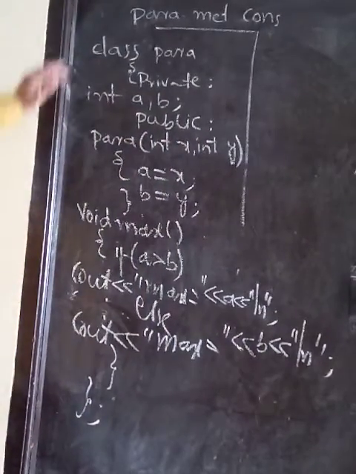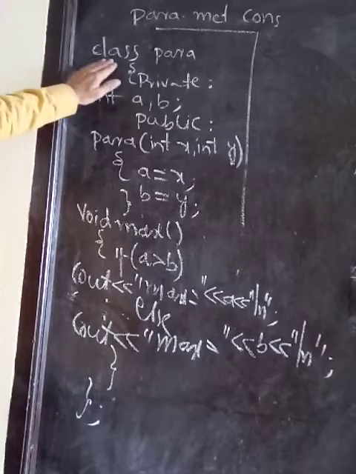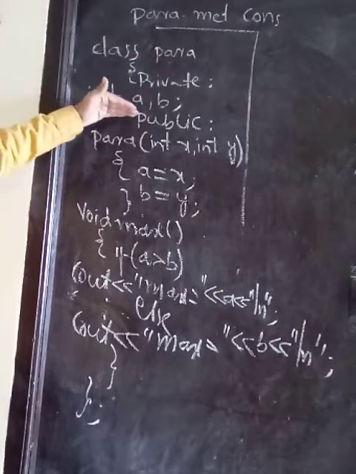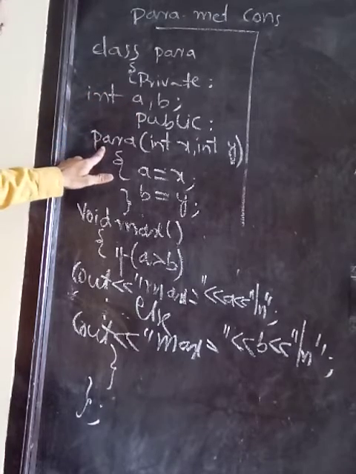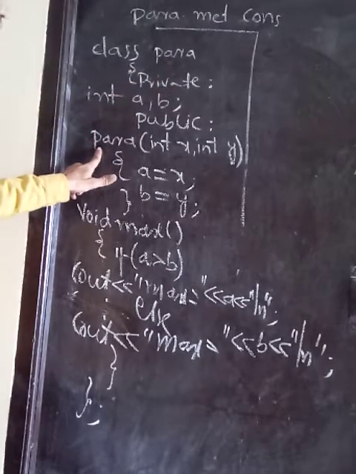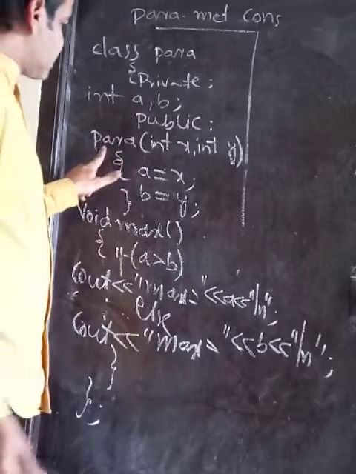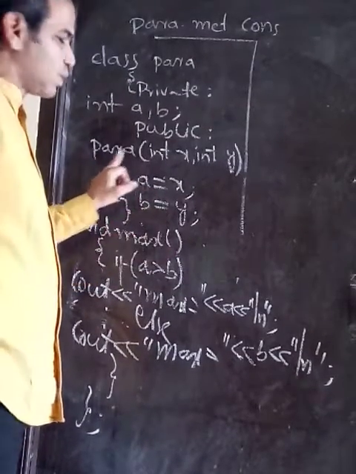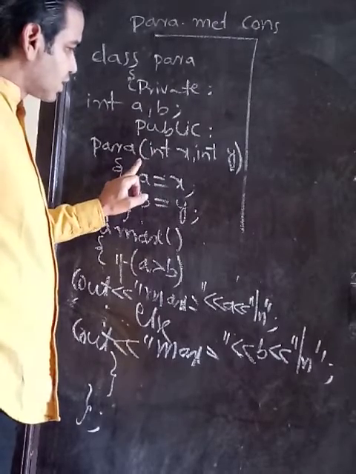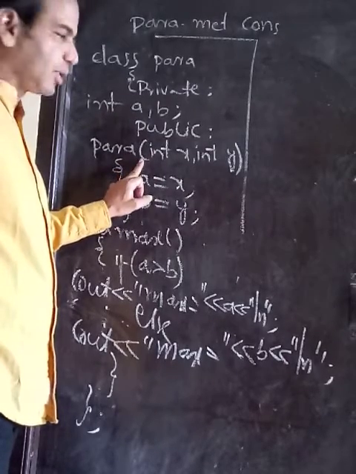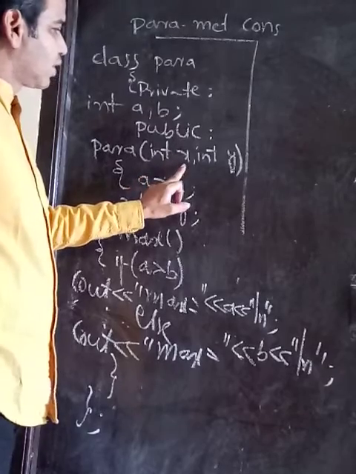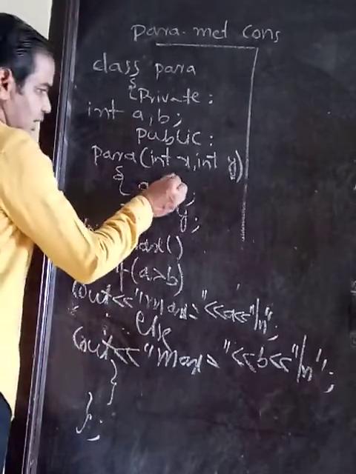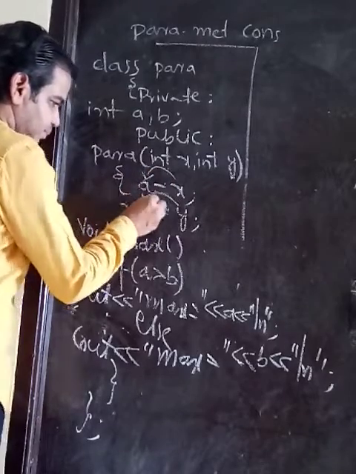First of all, I am declaring the class template as class para. Para is the class name. At private, I am declaring two variables. At public, the member function name and class name are the same, so this is called a constructor. As we discussed, a constructor should not have any return type, but it will receive values. If a constructor receives values, it is called a parameterized constructor. It receives values through x comma y, and the x value we are assigning into a, the y value into b.